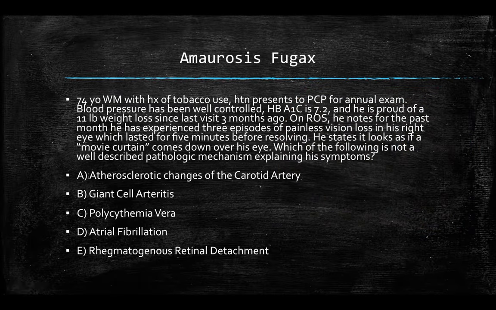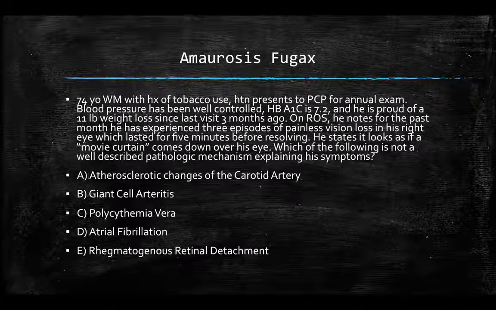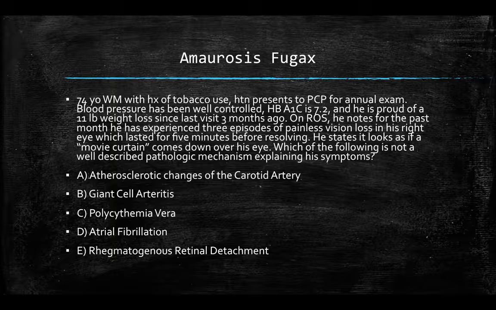Amaurosis fugax. Let's talk about this condition and go over a question. A 74-year-old white male with a history of tobacco use and hypertension comes to his primary care provider for an annual exam. His blood pressure has been well controlled. His hemoglobin A1C is borderline at 7.2, and he's proud of an 11-pound weight loss that he's taken on in the last 3 months.